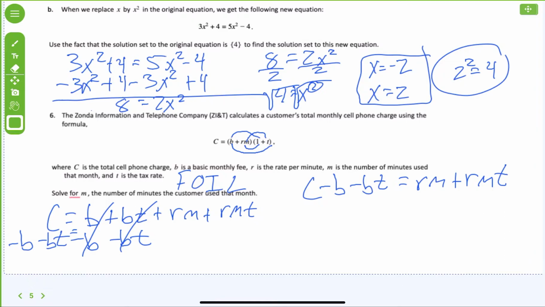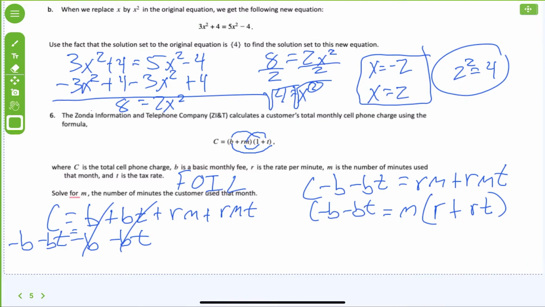Now, we're going to factor something out. And normally when you're factoring out, you want to factor out as much as you can. And since R and M are both in this right side of the equation, we can factor out RM, but that doesn't help us. What are we trying to solve for? M. So we want to factor out the M on all of this. So to factor out an M, we would say M times what gives us RM? R. M times what gives us RMT? Well, that's just RT. So let's rewrite it.